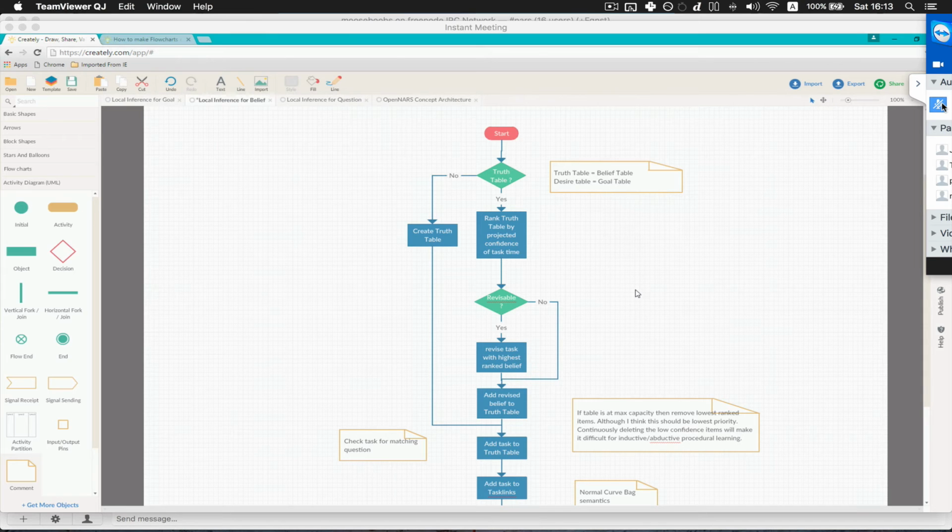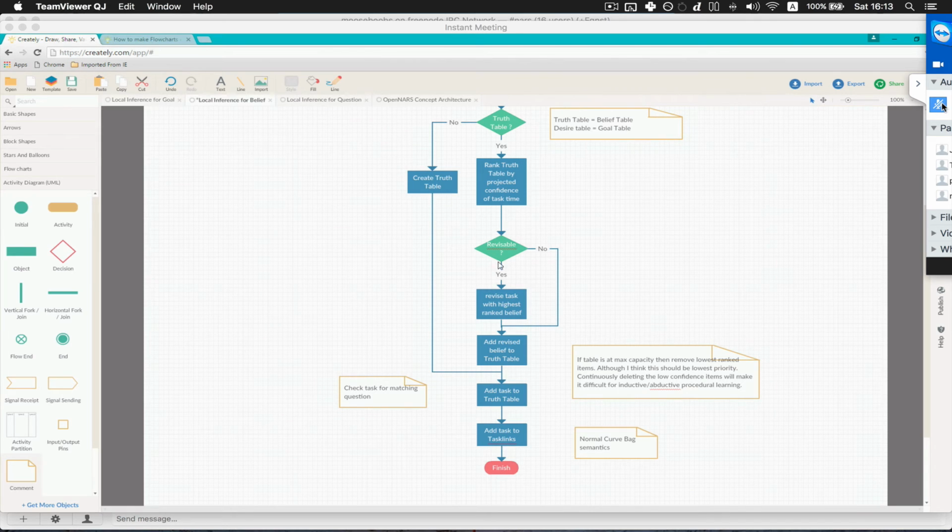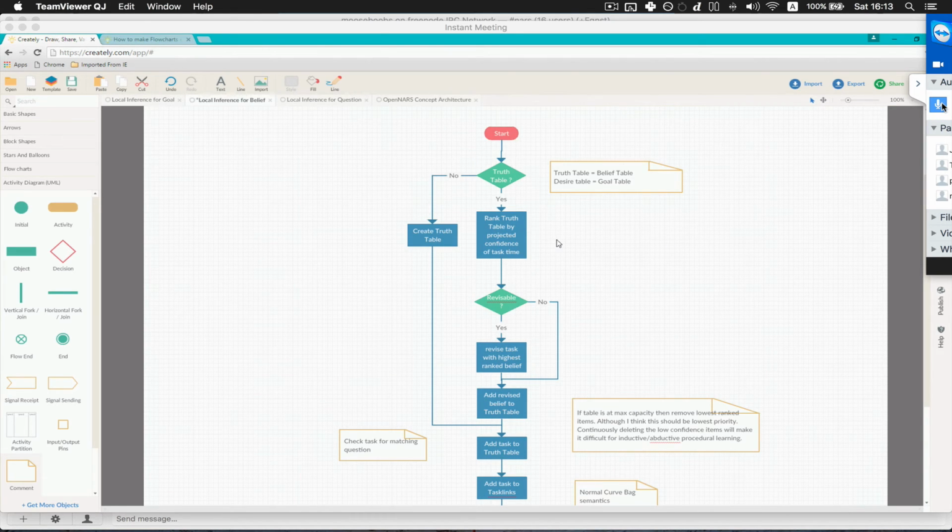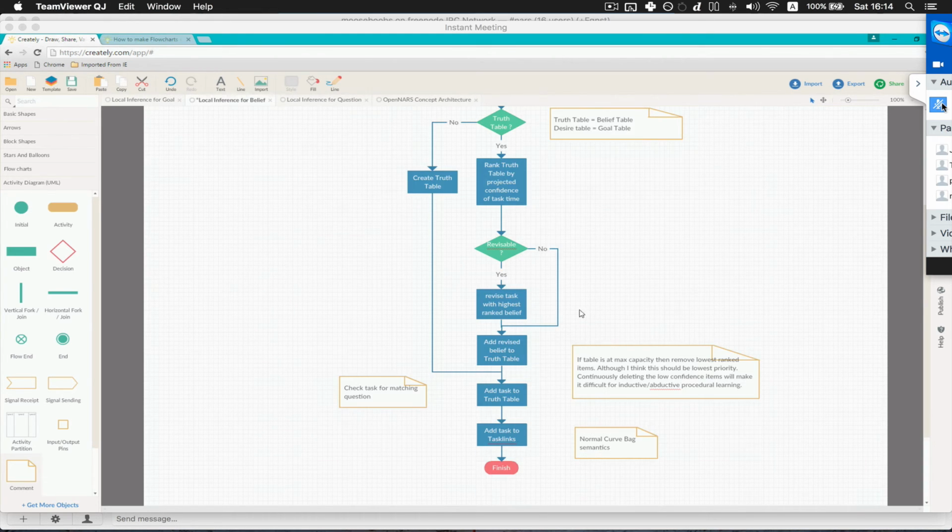Yeah. I guess there's still a question mark here because it's possible that there are no revisable beliefs in the table, which means that this step can't happen. I guess it would be empty. Yeah. So there were no revisable ones, therefore the table would be empty. So therefore we can't do the revised bit. Yeah, that's fine.